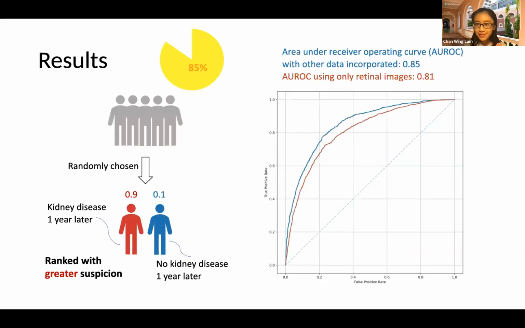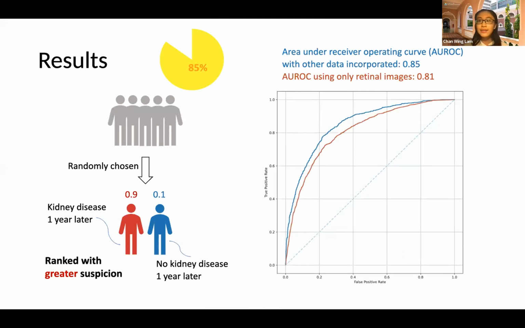So these are the results. There's the receiver operating curve on the right. For approach 1, where we use only retinal photos, we achieve 0.81 area under curve. For approach 2, where we incorporate other data, we achieve 0.85. So what does that mean? Let's take 0.85 as an example.